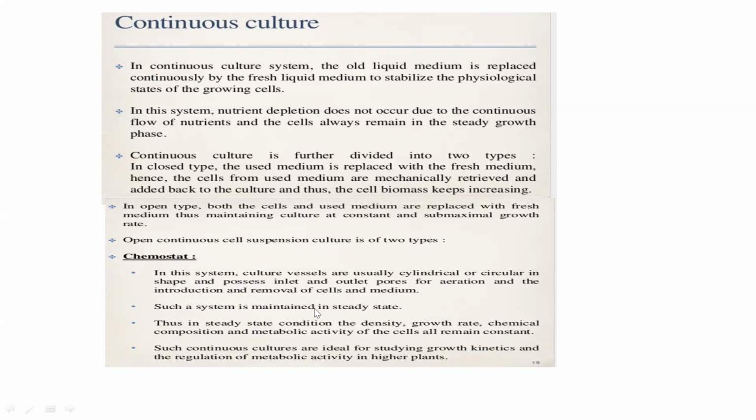That is where I told you can maintain it in a stationary phase for a longer time. So everything is automated. The pH, temperature, all the environmental conditions are automatically controlled. So you can maintain a particular chemical in a lower volume or lower concentration in order to maintain the cells in a stationary phase. So it is called a chemostat.